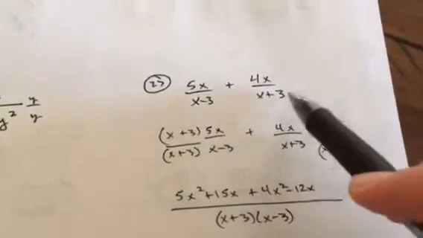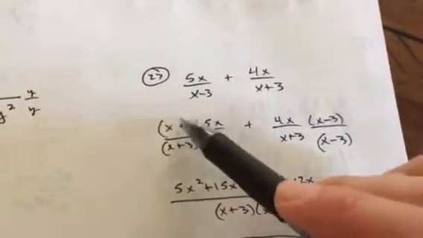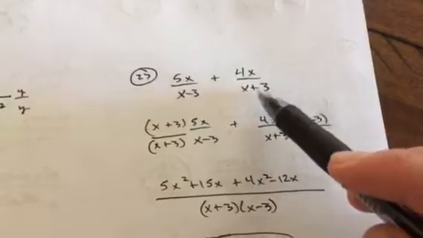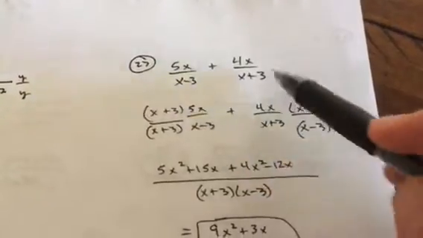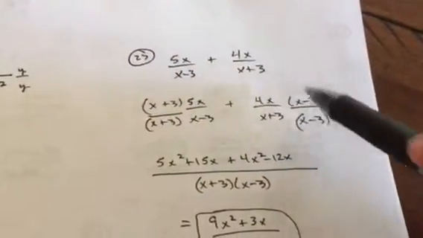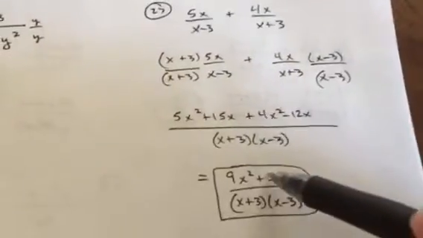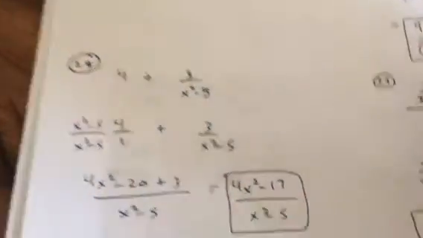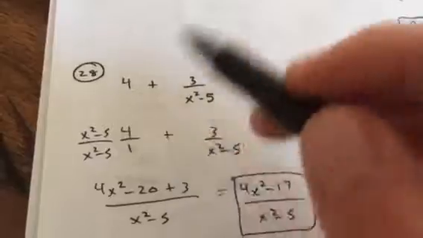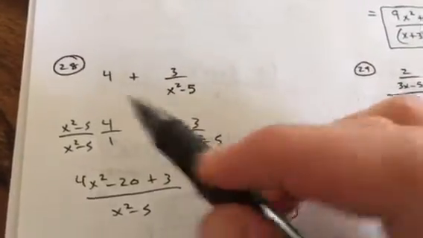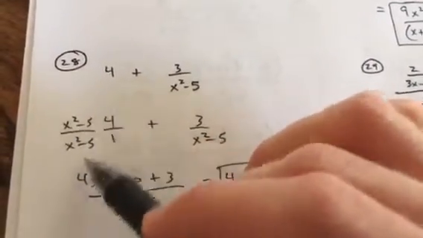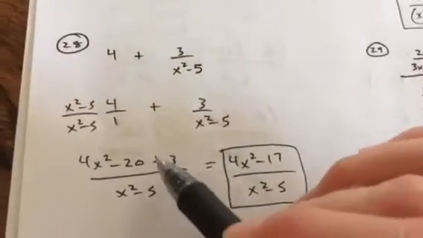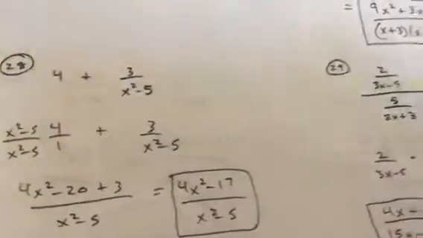This has an x minus 3. It needs an x plus 3. So give north and south an x plus 3. That has the x plus 3. It needs the x minus 3. So give north and south the x minus 3. Use distribution. Simplify it. That's your answer. Call 4 over 1, so it simply needs that denominator, north and south, get an x squared minus 5. Use distribution and simplify to get your answer.